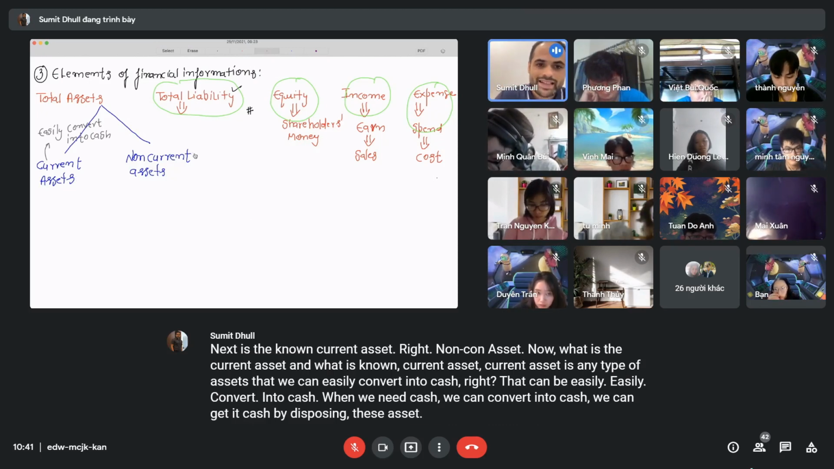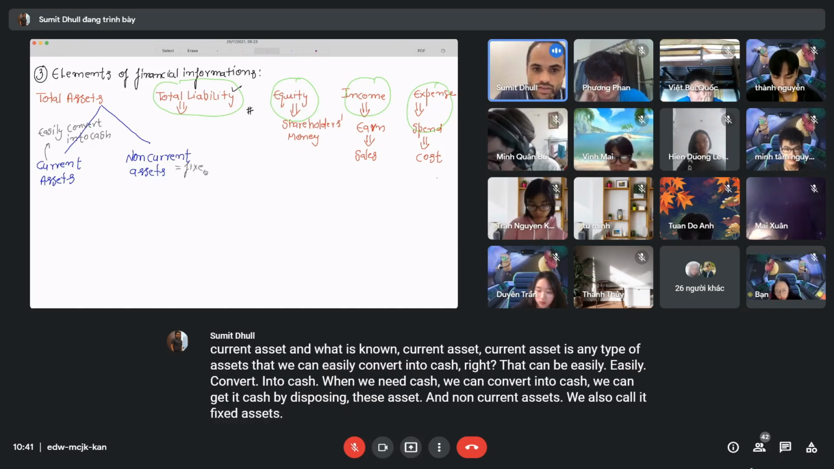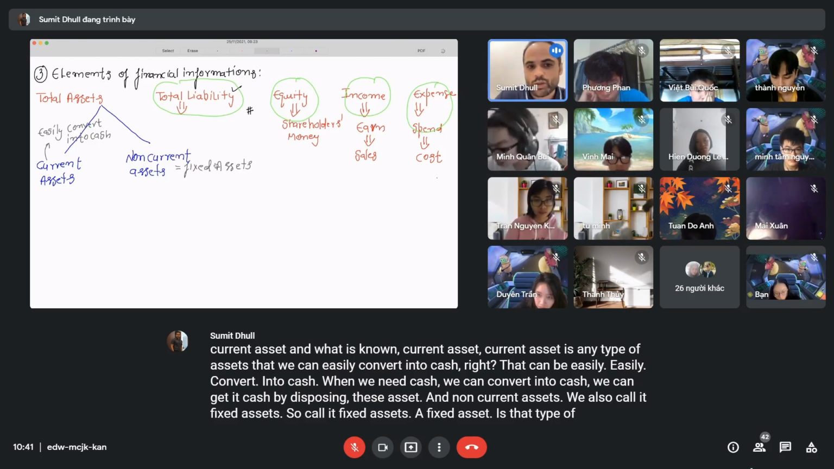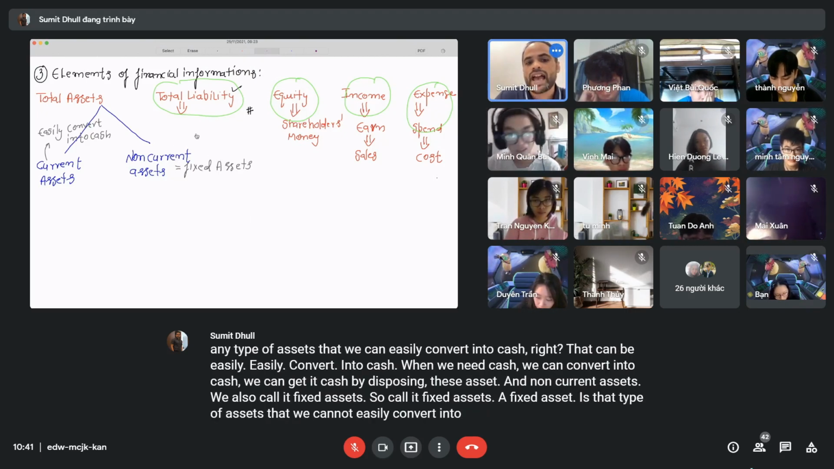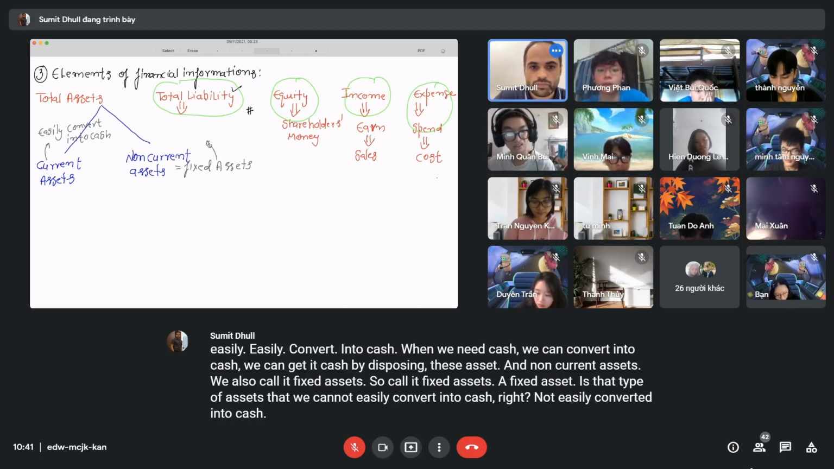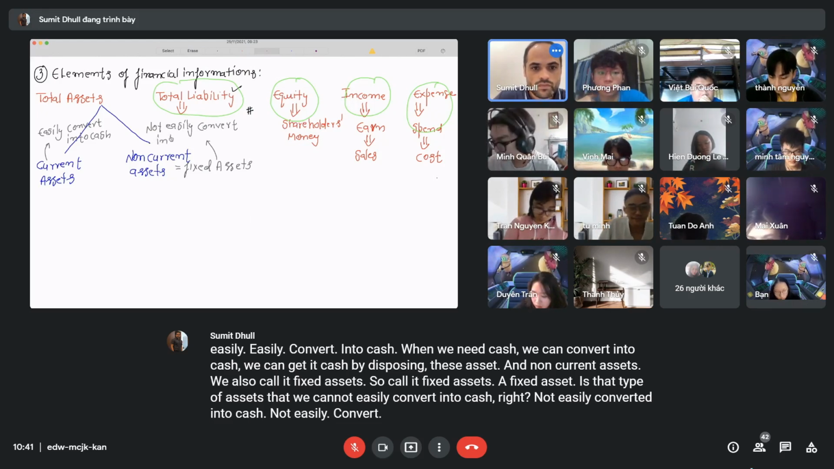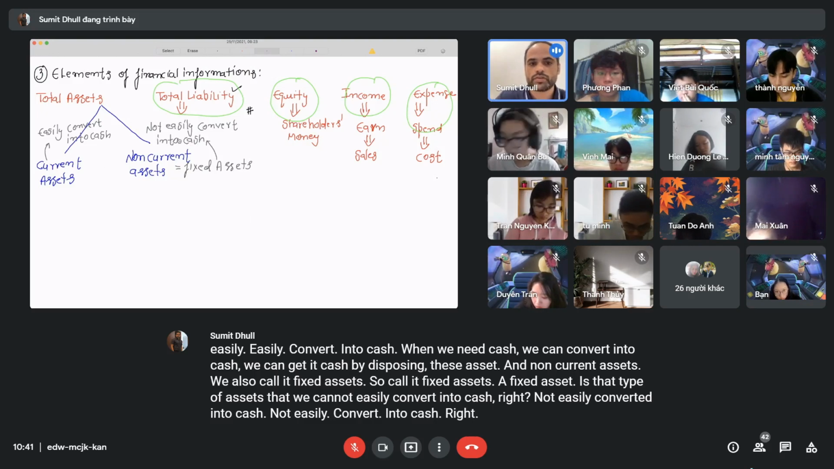And non-current assets, we also call them fixed assets. A fixed asset is a type of asset that we cannot easily convert into cash, right? Not easy to convert into cash.